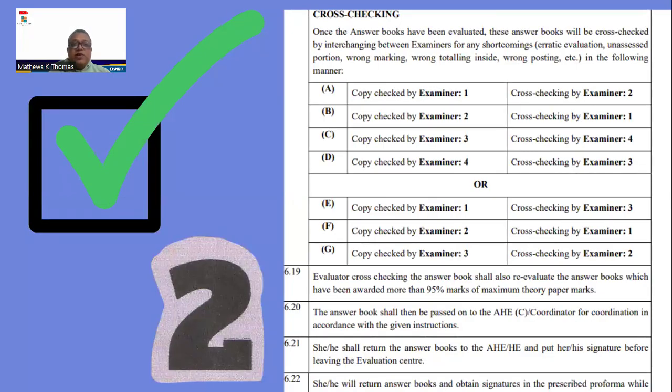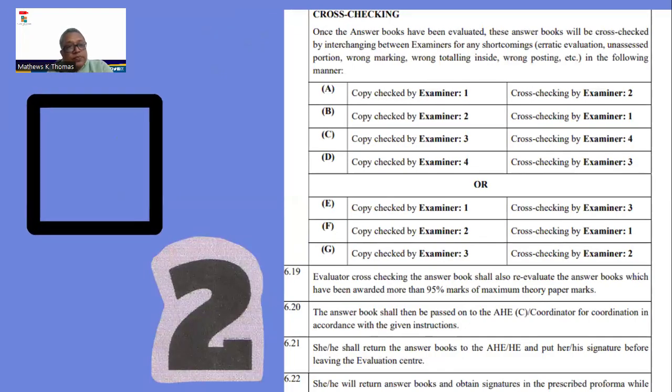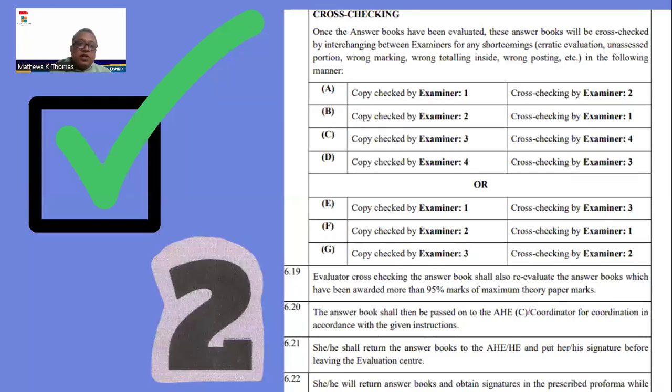That means if I am an evaluator, I'm going to give my entire bundle to examiner 2, and I'm going to take his old bundle and recheck it, whether the totaling is correct and the marks are awarded correctly. So when there is a double checking, the probability of getting correct marks becomes very high as compared to earlier years when there were a lot of discrepancies.